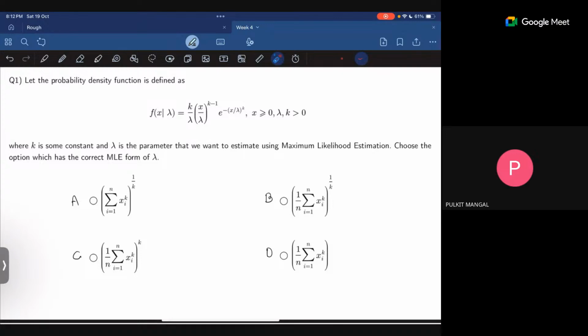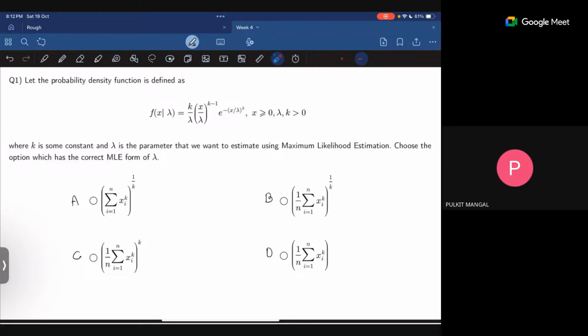So are you guys able to solve it, or at least trying? Pulkit, I just joined. Yeah. Okay.